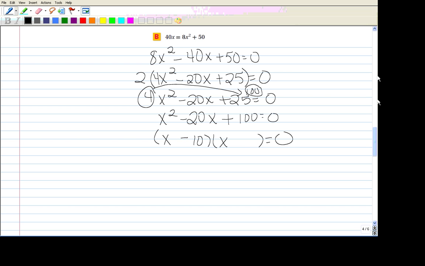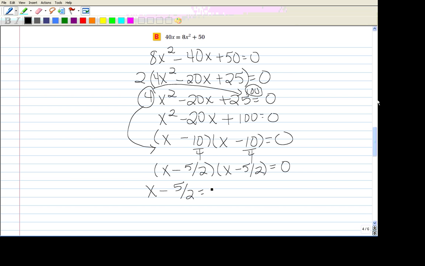How about negative 10 and negative 10? That multiplies to positive 100 but adds to negative 20. So now I've done the slip, I need to do the slide, the 4 back in here. So we'll get x minus 10 over 4 is 5 halves. Same thing here. And then we could set each of these things equal to 0. Either way, we'll get x equals 5 halves.